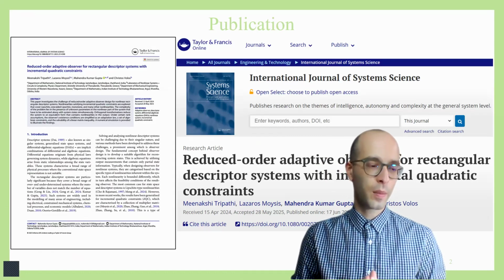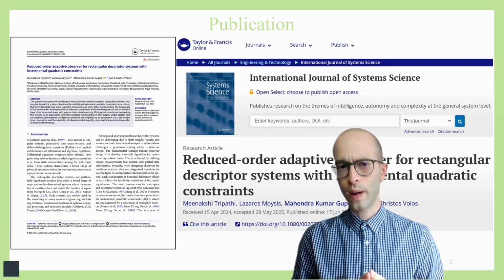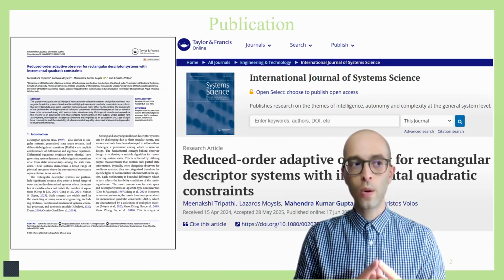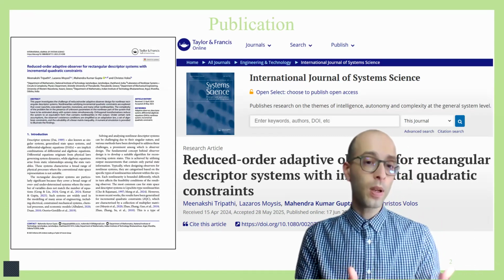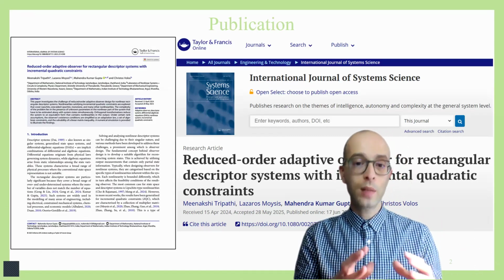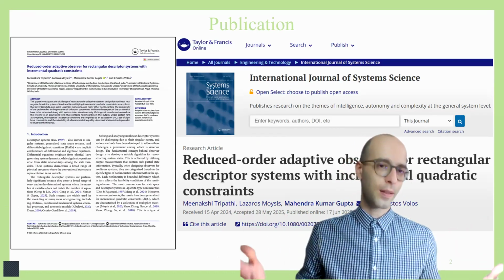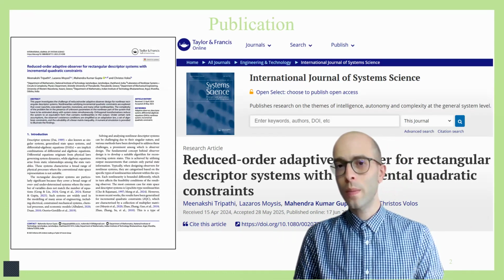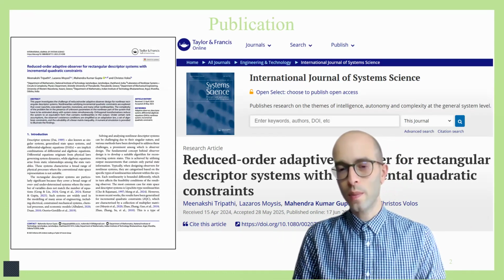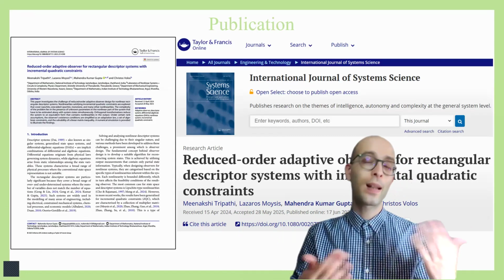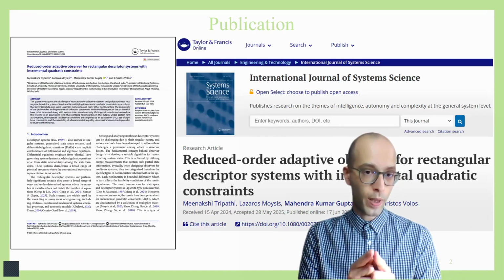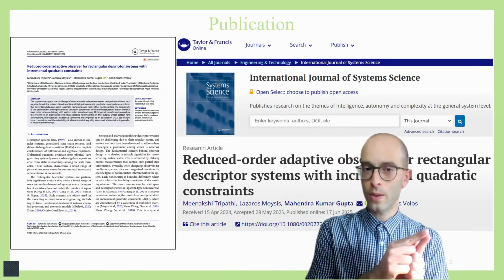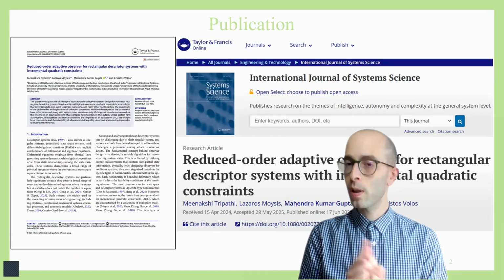descriptor systems, you may have heard of them from undergraduate or graduate studies, are systems that are called algebraic and differential, which means that they have differential equations, just like state space systems, but possibly also algebraic equations. So descriptor systems are also called generalized state space systems. If you're watching the video, I'm assuming you already know what a state space system is. So consider descriptor systems a generalization of state space systems, okay? And they are rectangular, so not square, which means that the number of differential equations and the number of variables is possibly not the same.